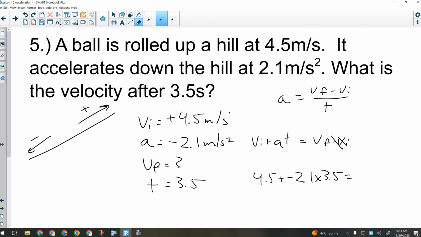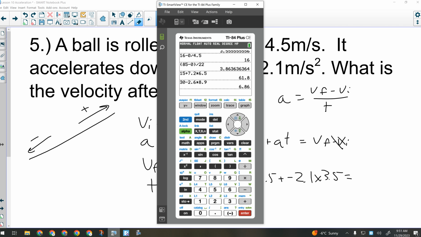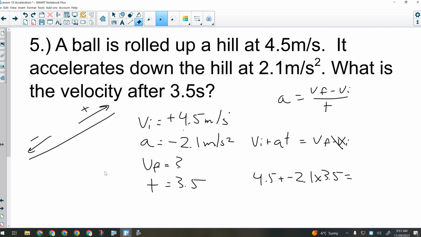Okay? So I roll it, and once it's out of my hand, it's moving at 4.5 meters per second up, but naturally it's going to come back to me. Okay? It's going to accelerate back down the hill. So when I punch that into my calculator, I'll have 4.5 plus negative 2.1 times 3.5. Okay, and I get a reasonable answer. Okay, that it's going to be rolling backwards towards me at 2.85 meters per second. So here's the last trick. Actually, we only have two significant digits, so it'll be negative 2.9.